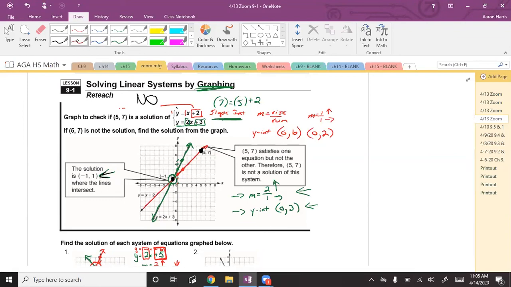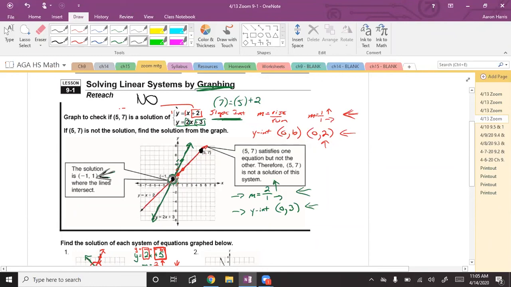Then we took the other equation. We found the y-intercept. We found the slope. We plotted the y-intercept at (0, 2). And then we used the slope to get the next point, up 1 to the right 1. And we drew this red line. And then we found where the intersection was, right here, that circle, which was, of course, (-1, 1).